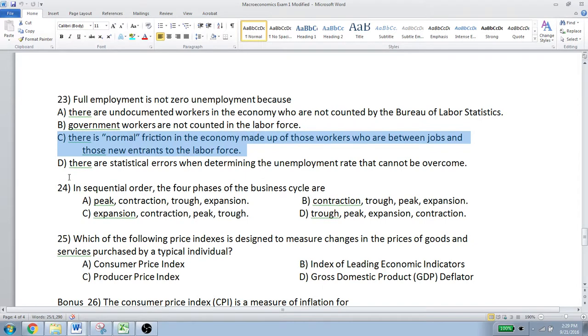Answer. Question 24. In sequential order, you can have your peak, contraction, trough, and expansion. As Connor says, as long as contraction follows peak and expansion follows trough, then you've got the right sequence.